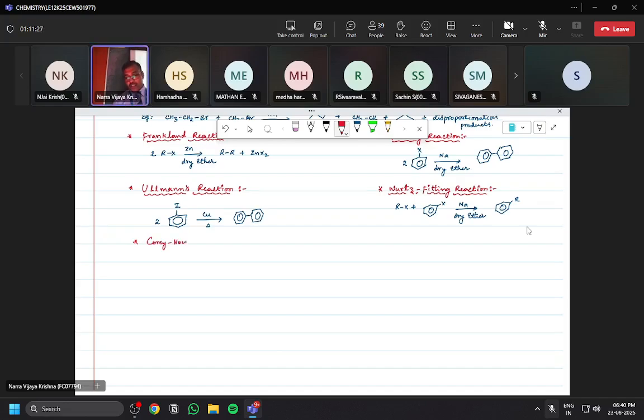Next, Corey-House synthesis. Tell me, what is Corey-House synthesis? Already we discussed it. Gilman reagent, right? It reacts with alkyl halides or benzyl halides to form alkanes. That is Corey-House synthesis.